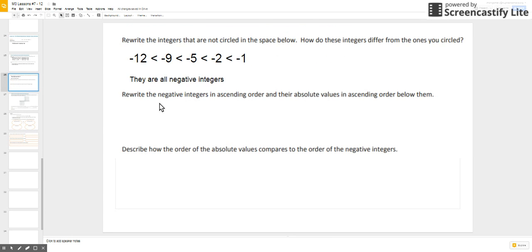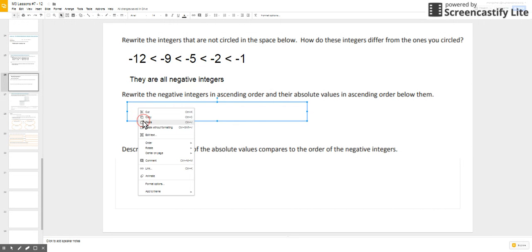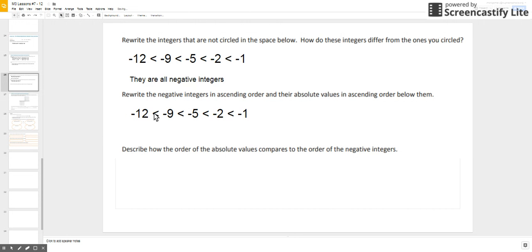All right, next part. It says rewrite the negative integers in ascending order and their absolute values in ascending order. Well, ascending order means, if you don't know, from least to greatest. Well, we already have them in ascending order. Ascending order, once again, means going from the smallest number to the greatest number. And these are already in ascending order, so we go ahead and copy and paste. These already go from least to greatest.